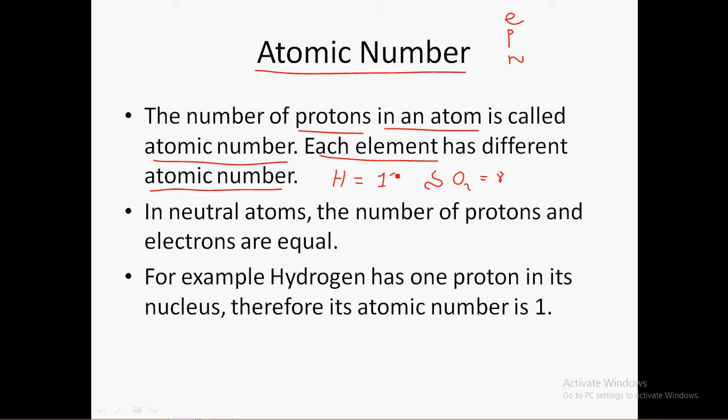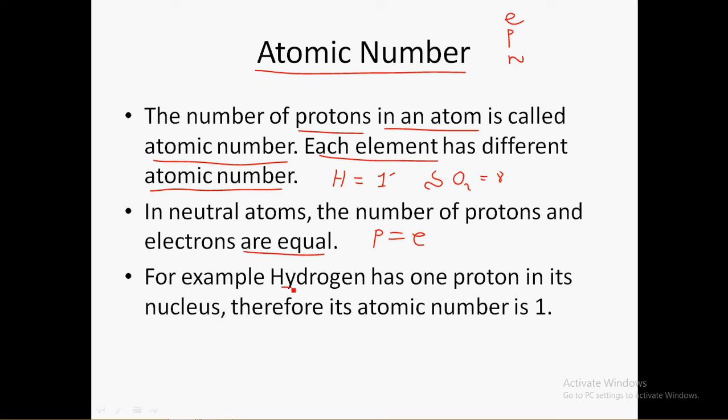In neutral atoms, some atoms, the number of protons and electrons are equal. So some elements have a number of protons equal to the number of electrons they have. They are not ionic, they do not have a charge.